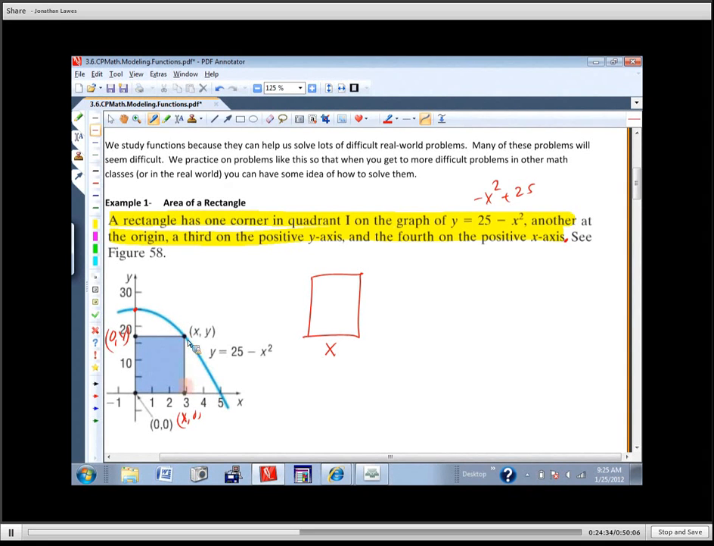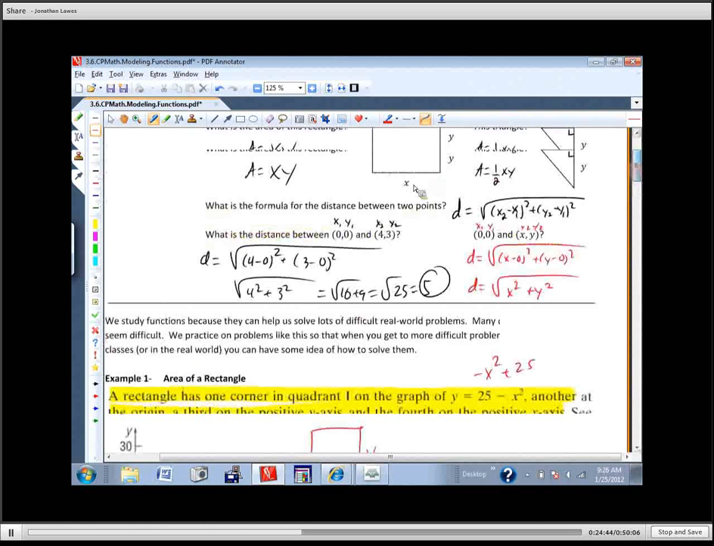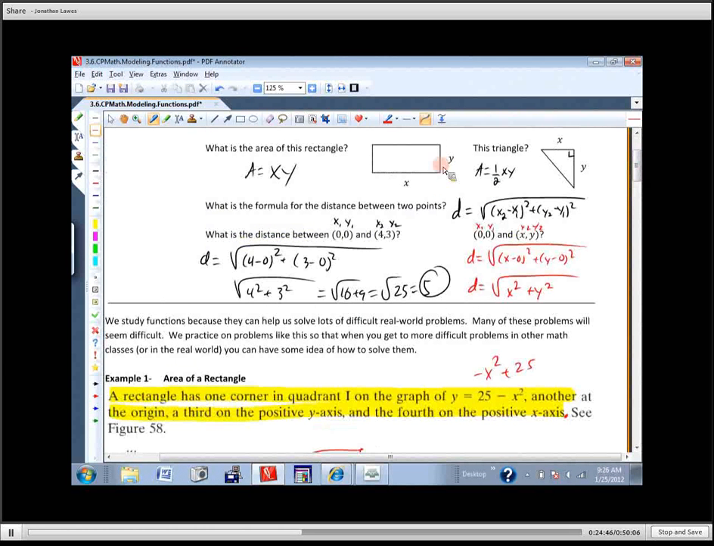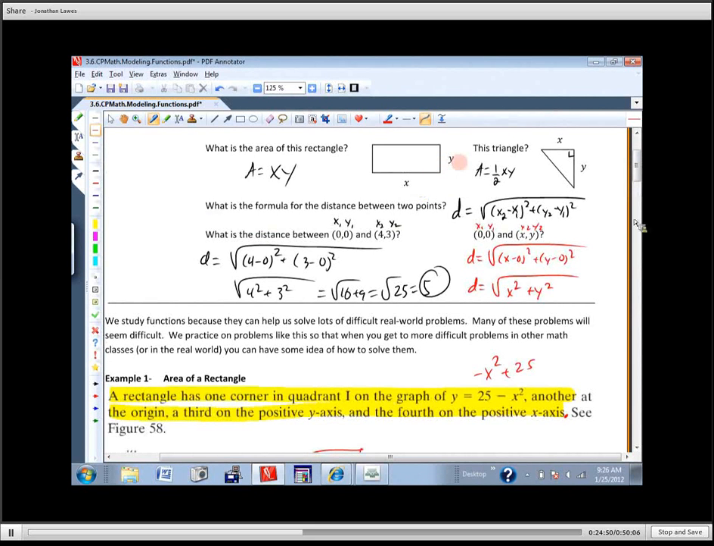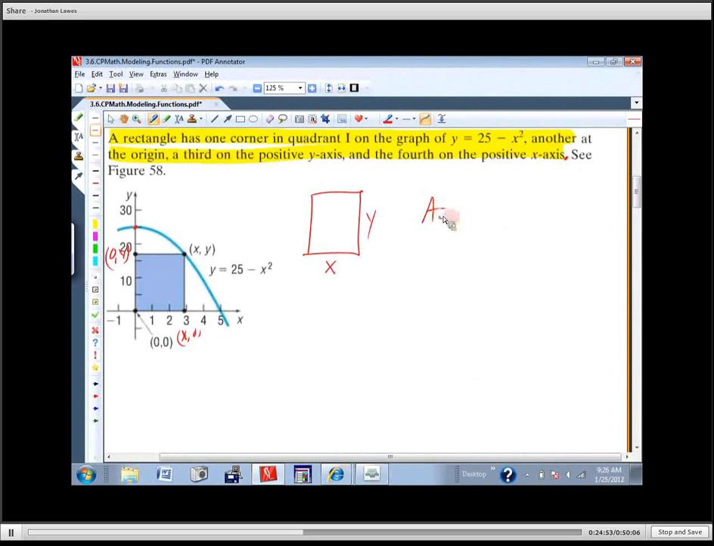How tall is it? It's y. Have we seen this problem before? Absolutely. It's this right there. Looks a little bit different, but it's the same thing. It's a rectangle. The base is x. The height is y. So that means the area is x times y. Is that all right?